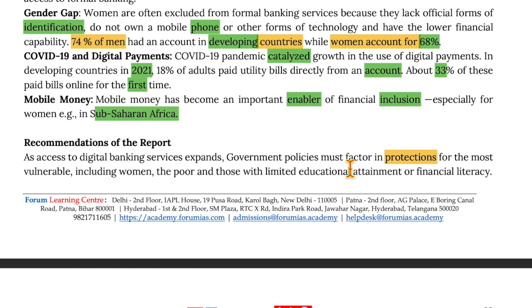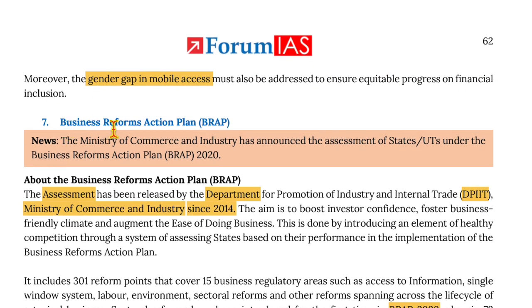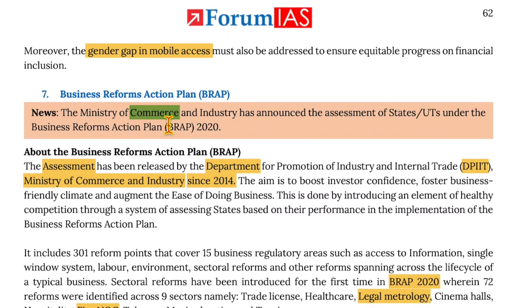Some of the recommendations of the report are that as access to digital banking services expands, government policies must factor in protection for the most vulnerable, including women, the poor, and those with limited educational attainment or financial literacy. Moreover, the gender gap in mobile access must also be addressed to ensure equitable progress on financial inclusion.